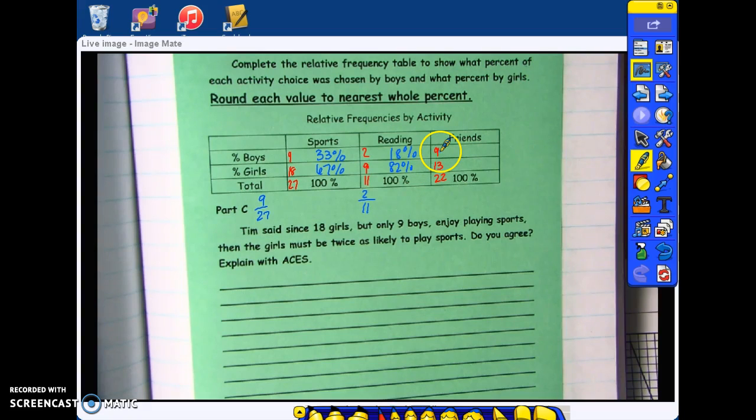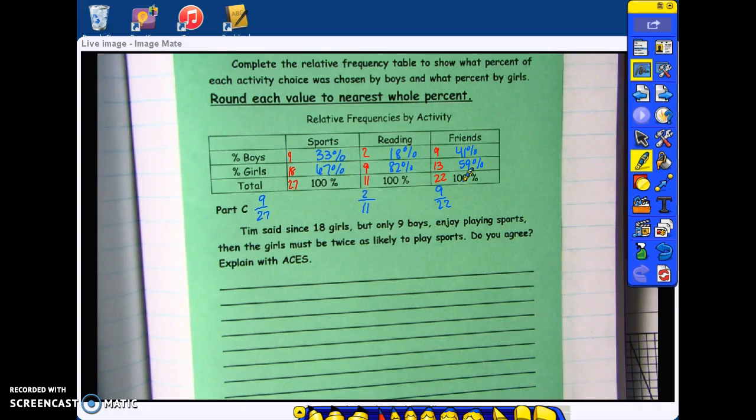And those that like hanging out with friends, the boys, is 9 out of 22. So of the kids that prefer hanging out with their friends, 41% of them are boys. And 13 out of 22 means that of the kids that prefer hanging out with their friends, 59% of them are girls. So you should be able to add these to get a total of 100%: 33 plus 67, 100%, 18% plus 82%, 100%, 41 plus 59% is 100%.